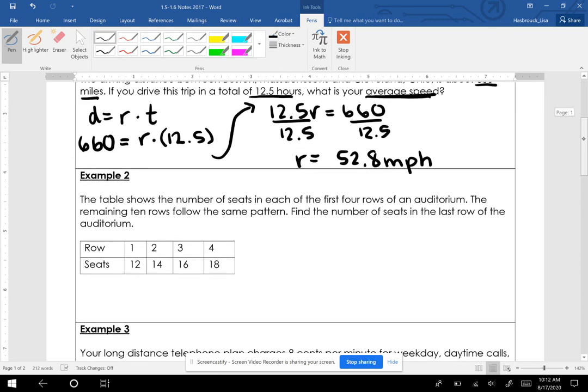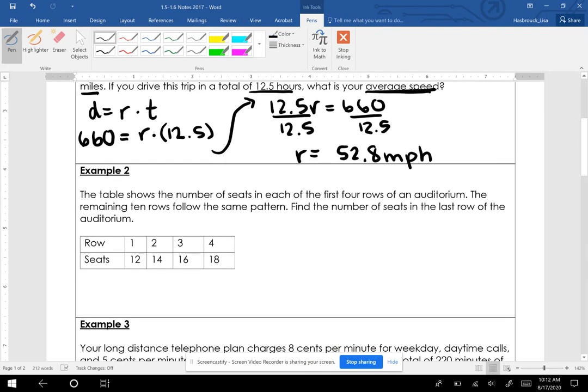Let's go ahead and look at example 2. The table shows the number of seats in each of the first 4 rows of an auditorium. The remaining 10 rows follow the same pattern. Find the number of seats in the last 2 rows of the auditorium. So, this table is showing us that row 1 has 12 seats, row 2 has 14 seats, row 3 has 16 seats, row 4 has 18 seats. So we want to write an equation first to use, and that's how we will find the number of seats in the last row. Let's find a pattern.